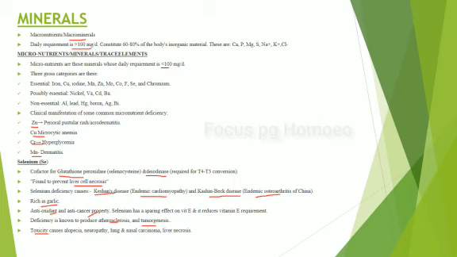Selenium acts as a cofactor for glutathione peroxidase, selenocysteine, and deiodinase. It is found to prevent liver cell necrosis. Selenium deficiency causes Keshan disease, endemic cardiomyopathy, and Kashin-Beck disease, endemic osteoarthritis of China. It is rich in garlic. It has antioxidant and anti-cancerous property. Also, it has an effect on vitamin E. It reduces vitamin E requirement. Its deficiency produces atherosclerosis and tumorigenesis. Toxicity causes alopecia, neuropathy, lung and nasal carcinoma, and liver necrosis.